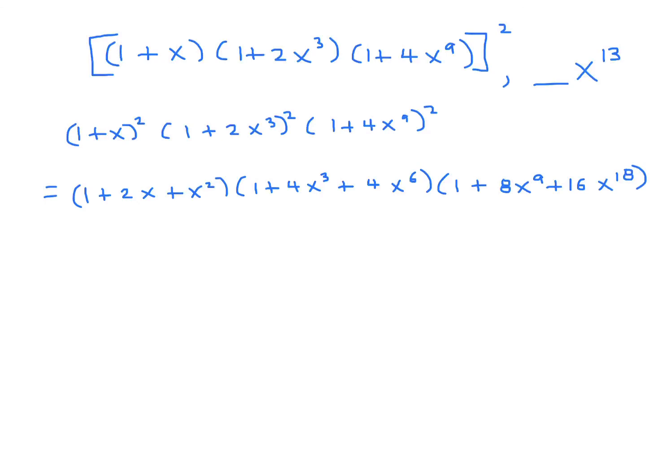Now, we want x to the power of 13, the coefficient, right? So how do we get that? Well, whatever we are going to multiply will have a coefficient and it will have an exponent from each of these.